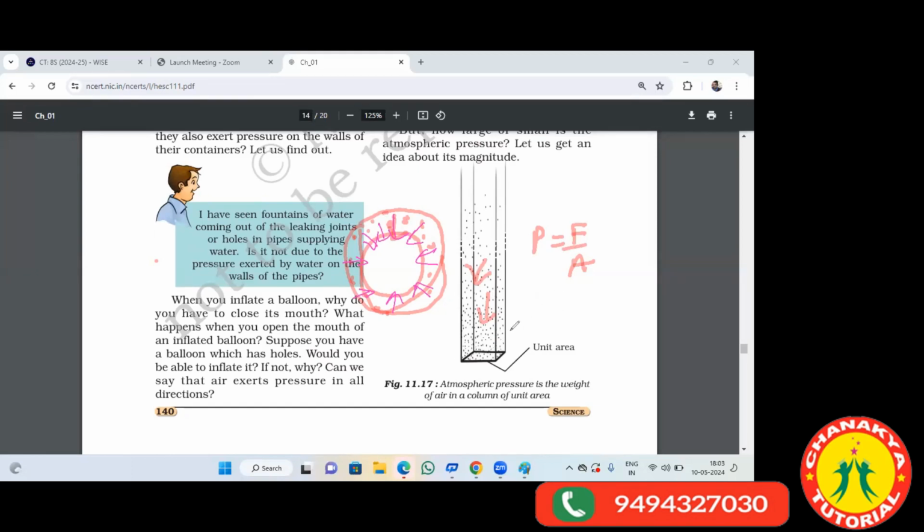In this example, if you see this column, we are just taking a portion of the atmosphere. This portion of the atmosphere exerts a force on the surface, and the area under consideration is this much. So the pressure exerted will be force per unit area. Here we have taken a unit area, and the force experienced by the earth per unit area we call the pressure.